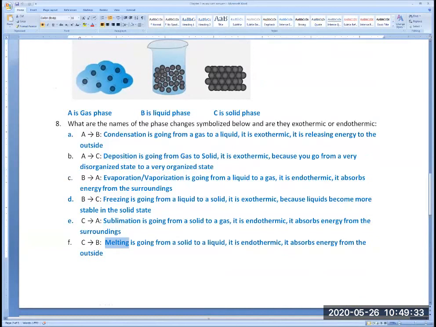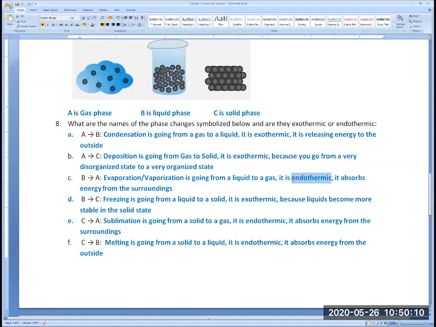Melting is going from a solid to a liquid. Sublimation is one you probably have not heard a lot, but it's going from a solid to a gas. Freezing, from a liquid to a solid. Evaporation, that's easier. Deposition, going from a gas to a solid without going through the liquid phase. And then condensation, from a gas to a liquid. Another thing is that you want to be able to tell if they are exothermic or endothermic, right?